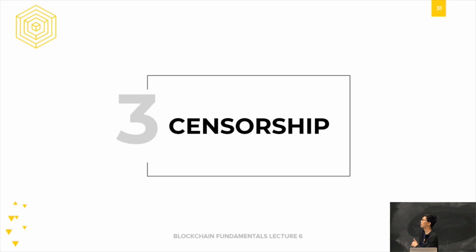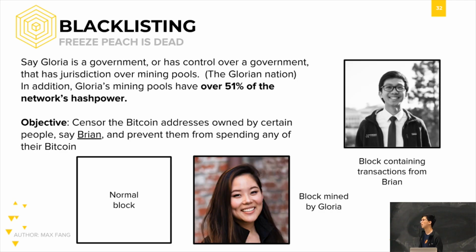So we'll talk about censorship in Bitcoin. We talked about how a lot of decentralized systems are supposed to be censorship resistant. This is a few situations where we can successfully try to censor someone. So let's say Gloria is a government and she has a lot of control over different mining pools, and let's say she has more than 51% of the network's hash power. This just makes it easier to explain the naive situation. And let's say she really hates me, and she wants to censor all of my transactions and prevent me from even interacting with the Bitcoin network.